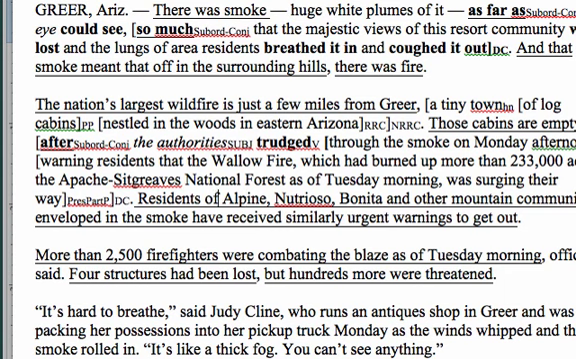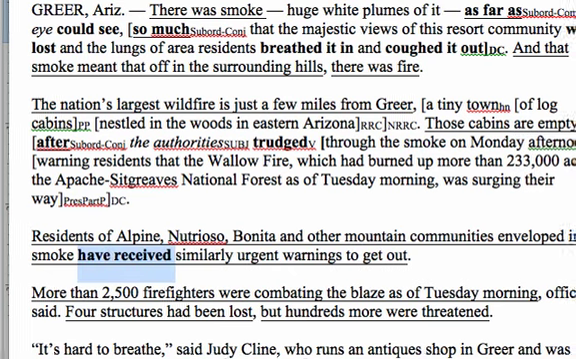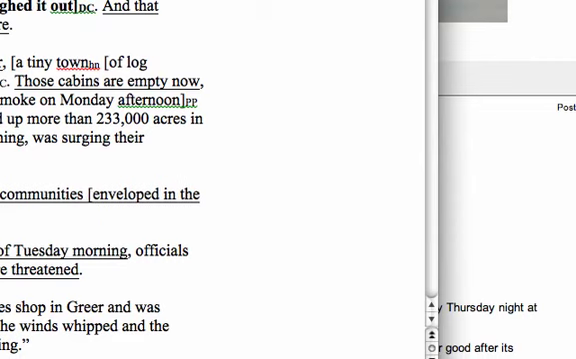Let's try this last sentence. I'm going to separate it out just so we see it a bit more clearly. "Residents of Alpine, Utrioso, and Bonita and other mountain communities enveloped in the smoke have recently received similar urgent warnings to get out." So what's the verb here? Verb phrase, have received. This enveloped business is giving us more information about the smoke.